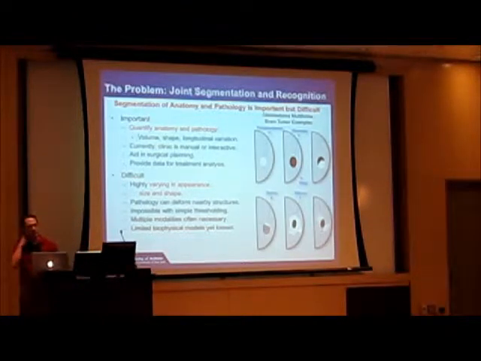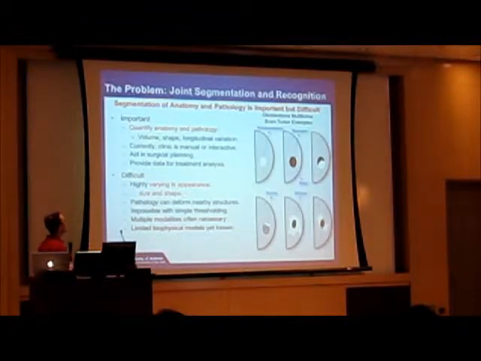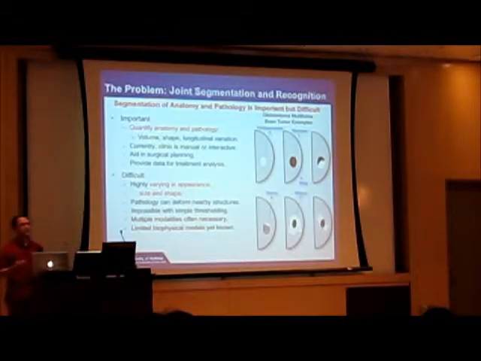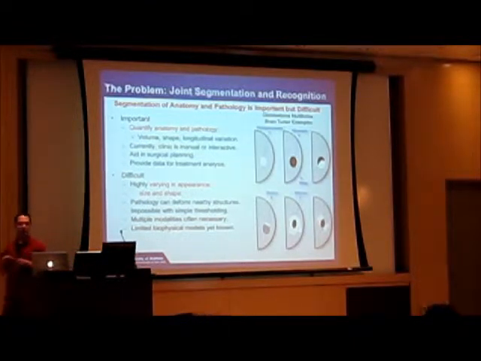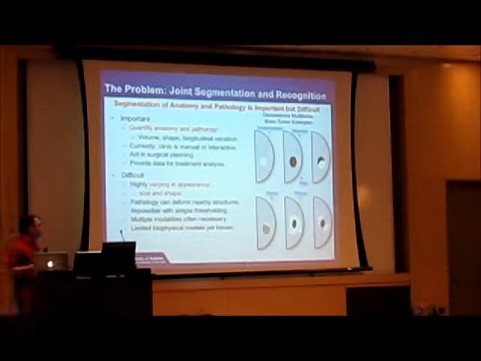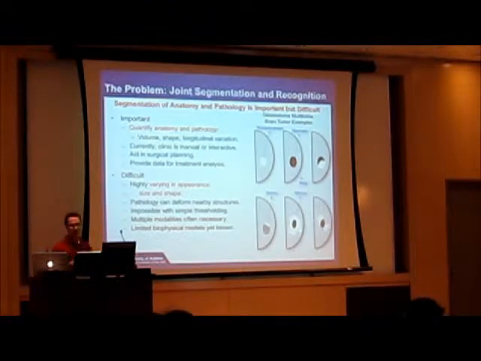Okay, so in medical imaging, joint segmentation and recognition is quite important. As I mentioned, we need to quantify the anatomy and the pathology to aid clinical decision, surgical planning, and so on, provide data for treatment analysis, learn whether or not a drug is working, and it's quite challenging. Pathologies especially vary in appearance greatly. Their size and shape are different from patient to patient. Inside of one patient, not only are they different, but they can deform nearby structures.